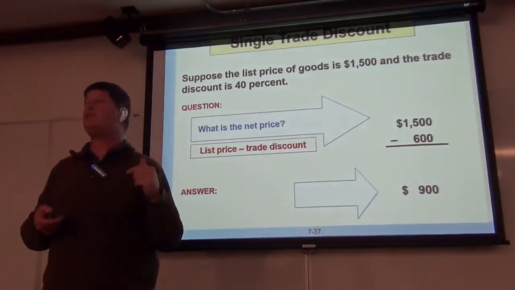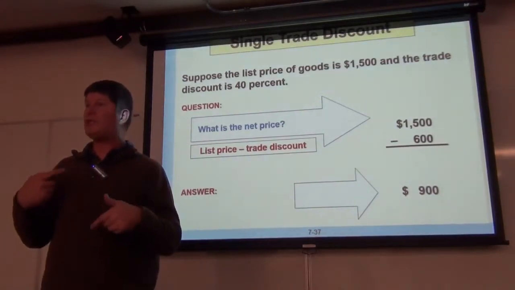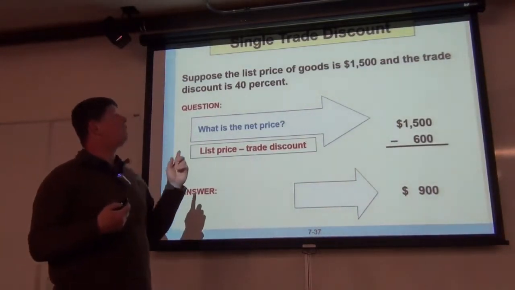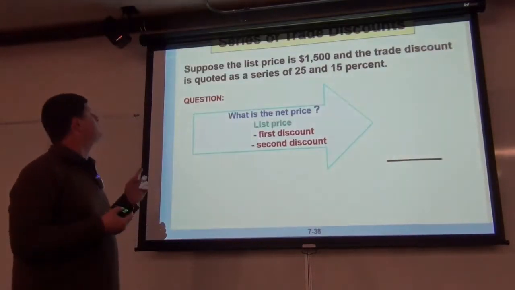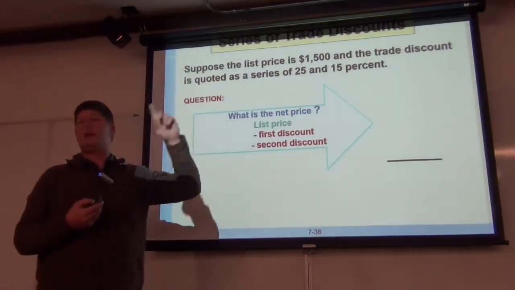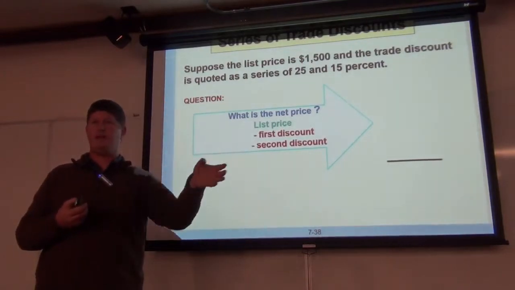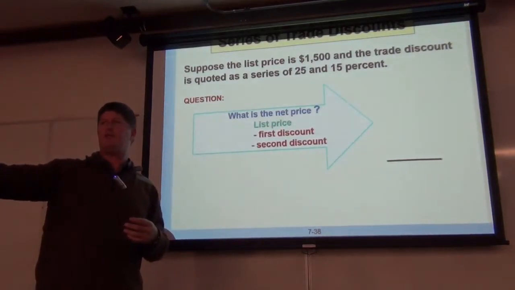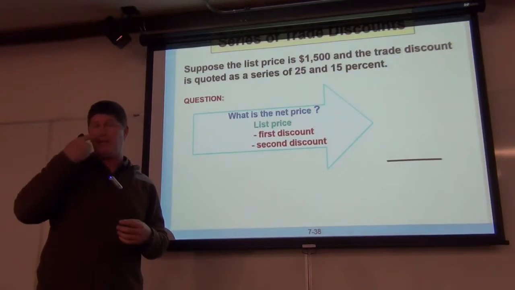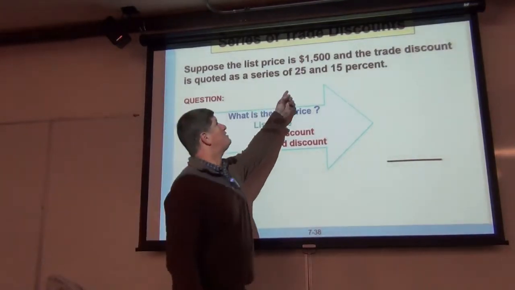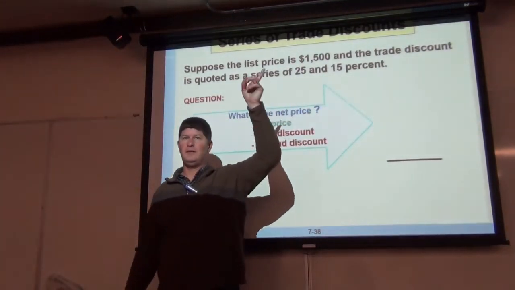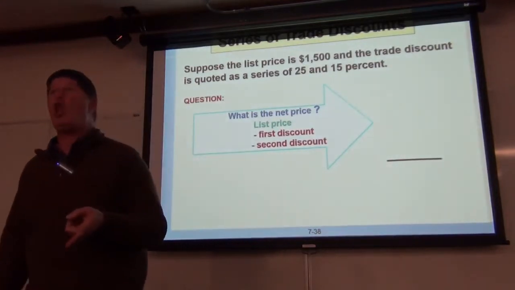However, sometimes they do multiple tiered discounts. So instead of getting 40%, you'll get, what's the example, 25% because of volume pricing and 15% because of your big customer. Now this works a little different. If you add these up, it looks like 40%, doesn't it? Am I going to get 40%? No. Nope.